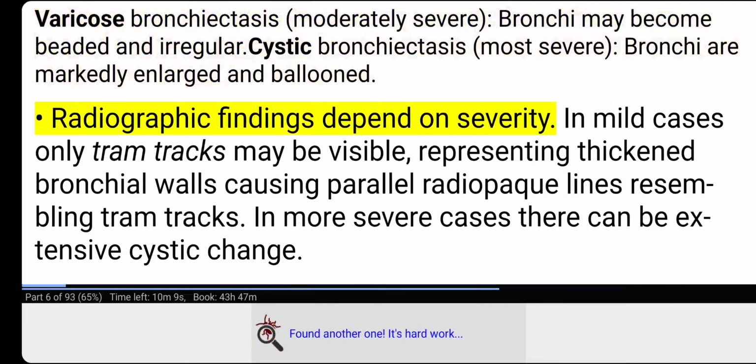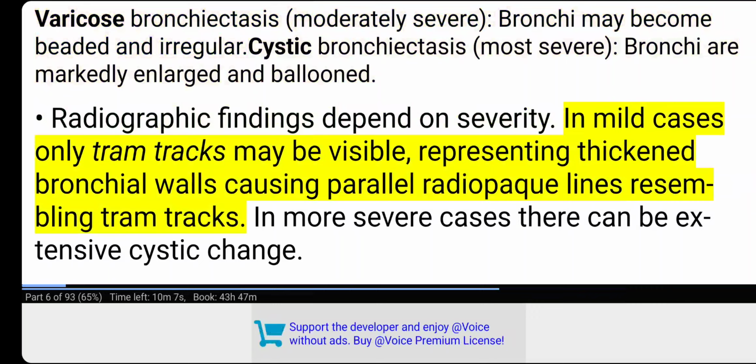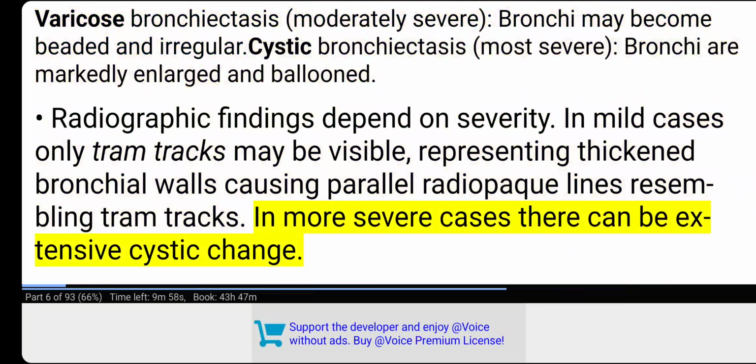Radiographic findings depend on severity. In mild cases only tram tracts may be visible, representing thickened bronchial walls causing parallel radiopaque lines resembling tram tracks. In more severe cases there can be extensive cystic change.